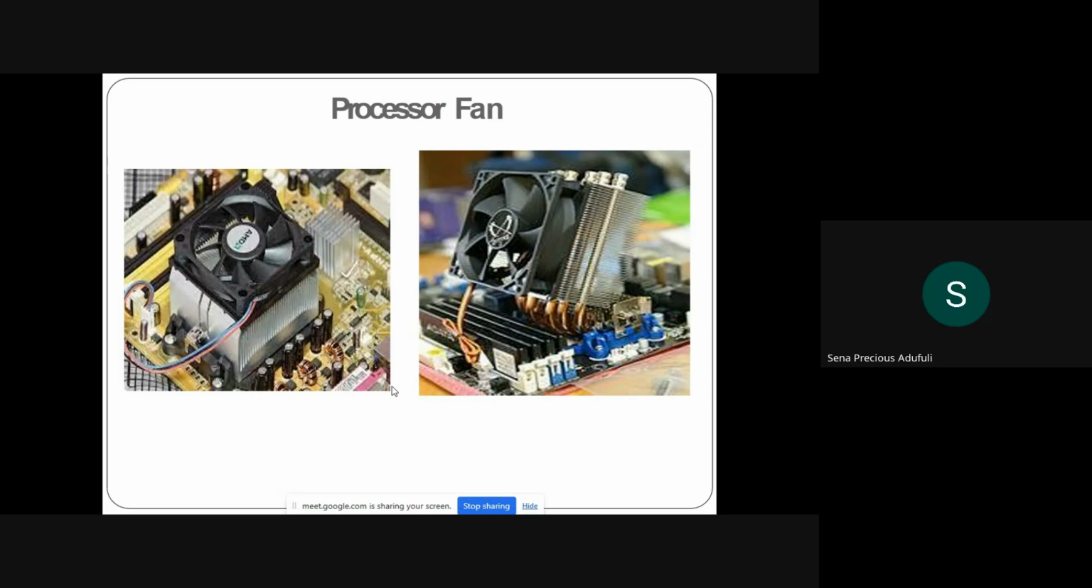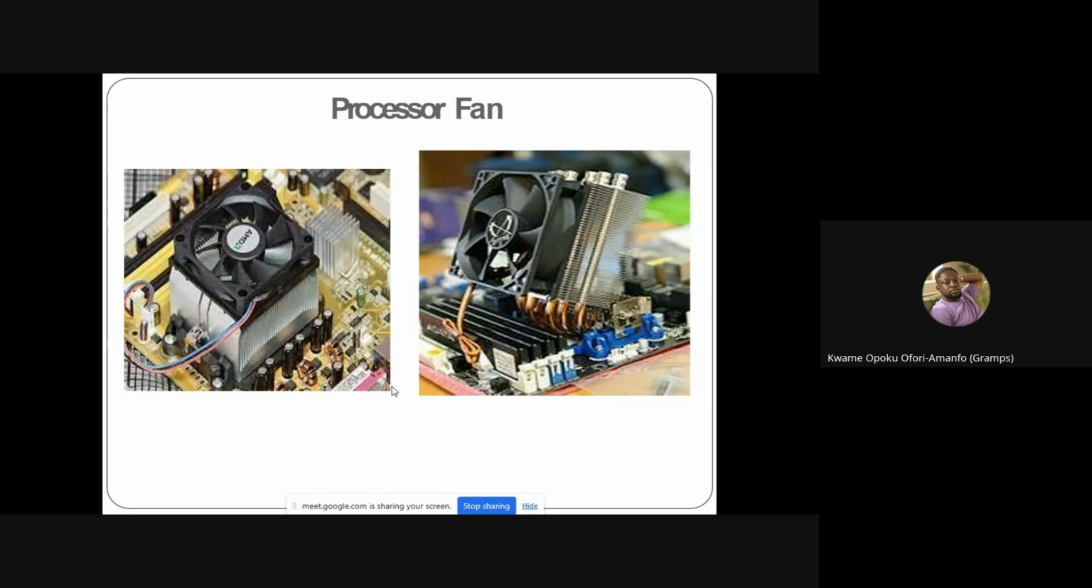Yes, sir. Sir, does it mean we have two fans inside the system unit? Two fans inside the system unit. Yes. Please, is that your question? Okay, who can assist her for me? Who can answer that question for her?